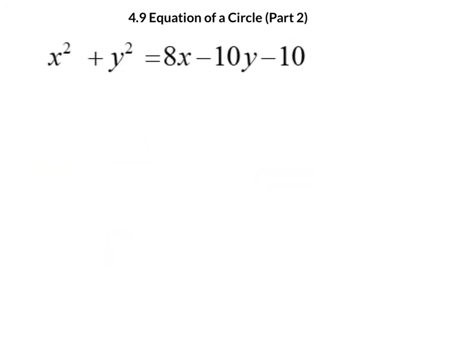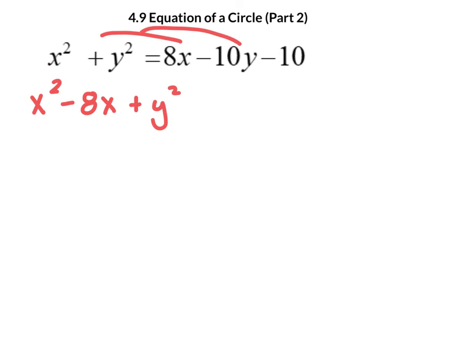Let's do one last one. Now sometimes things aren't organized the way we want them, so let's do that. x squared, let's bring the 8x over to this side, making it minus 8x. We have y squared, let's bring the negative 10y over to the other side, which would be plus 10y. And we can leave the negative 10 on that side. So this had an extra step. Things were really mixed up. I moved the 8x over, making it negative 8x. I moved the negative 10y over, making it plus 10y. And I just left the constant over there because that's where I eventually want it.